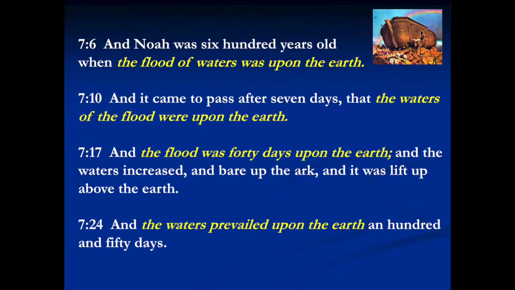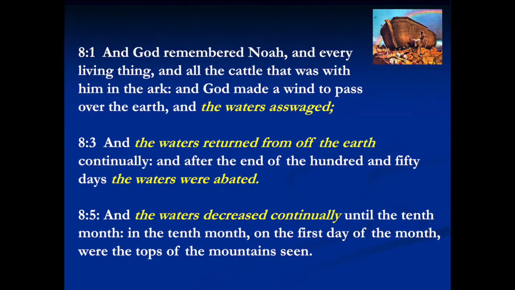Okay, next slide. The flood of waters was upon the earth. The waters of the flood were upon the earth. The flood was 40 days upon the earth. The waters prevailed upon the earth. Why does he have to tell us this so many times? Next slide. And the waters assuaged. The waters returned from off the earth. The waters were abated as the waters decreased continually. Do we see a pattern here?